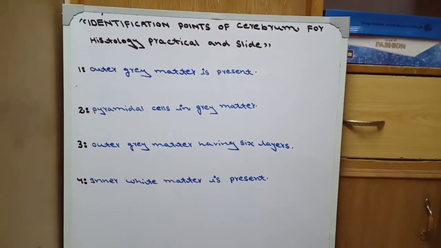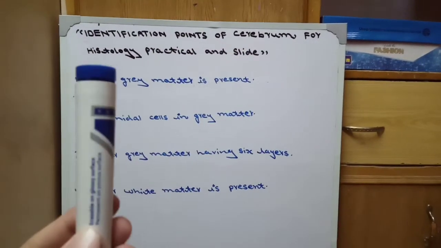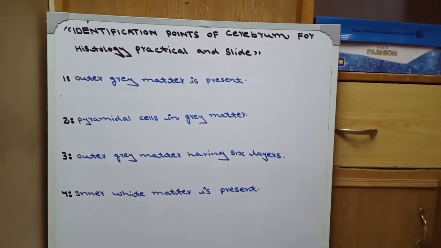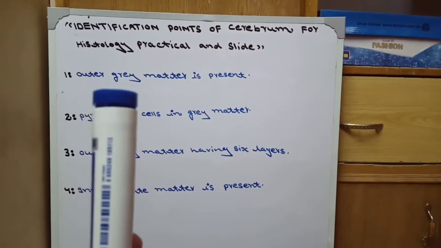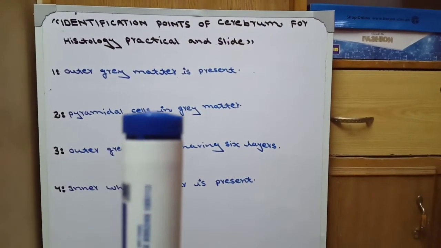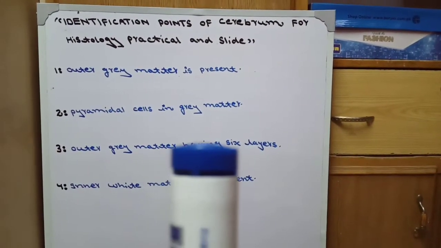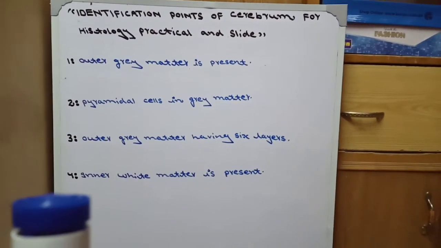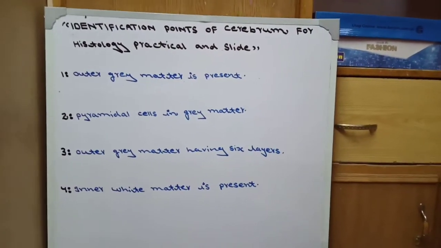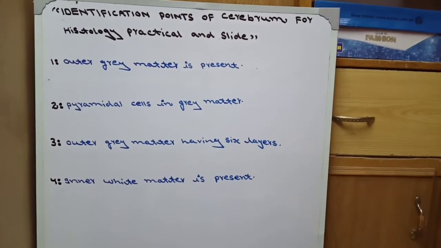Today our topic is related to histology: identification points of cerebrum per histology practical and slide. There are four identification points of cerebrum. Number one, outer gray matter is present. Number two, pyramidal cells in gray matter. Number three, outer gray matter having 6 layers. And number four, inner white matter is present. These are the four identification points of cerebrum per histology practical and slide.